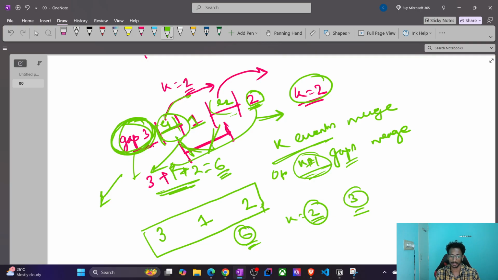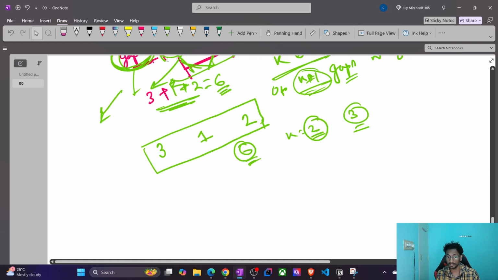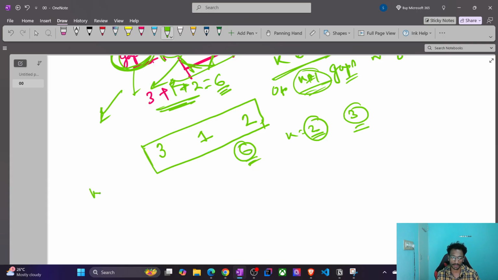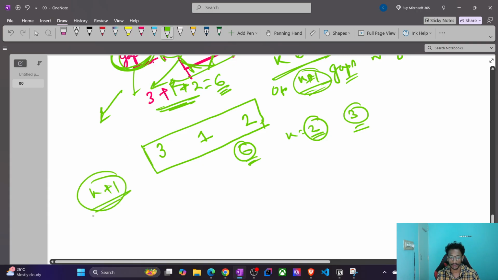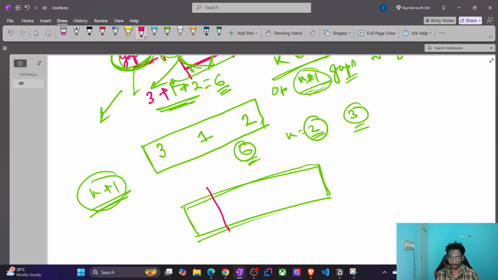Then I can get these 3 gaps. Got it? So here I can use the sliding window. Sliding window means I can get k plus 1 continuous gaps. So I'll check whether these k plus 1 gaps give us the maximum gaps or not. Then I'll shift this by one.